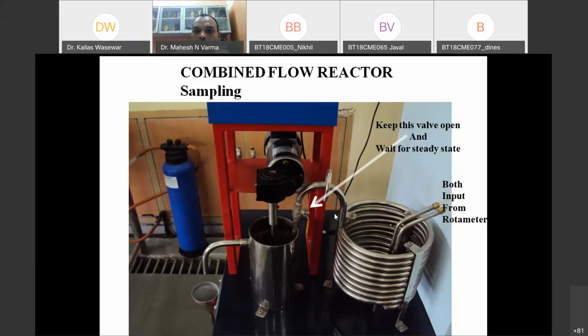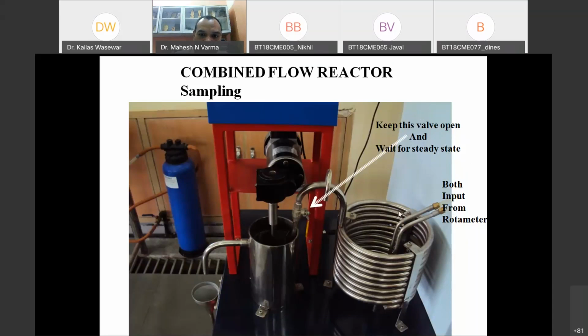So keep this all open. This is starting. You start the flow rate from both the rotameters. Say whatever flow rate you want, 5 lph, 7 lph, on the NaOH rotameter and the ethyl acetate rotameter, and keep this valve open. So what will happen? Initially the fluid comes in here, NaOH solution and ethyl acetate solution are mixed, and then it will be reacting in this plug flow reactor.